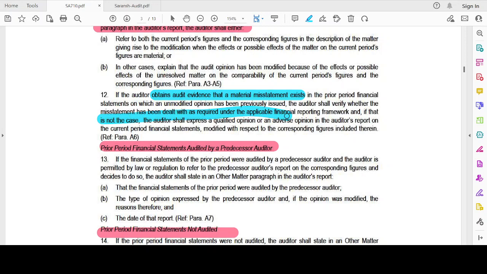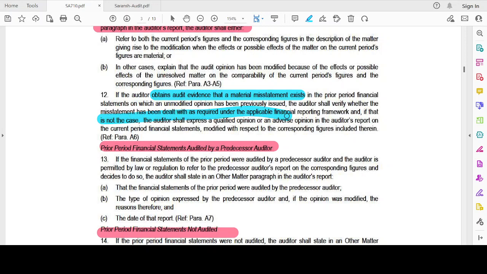Last year, without identifying the misstatement, I or some other auditor had given an unmodified opinion. So current year I have got to know about the matter and I have inquired into it, and that is still unresolved. So I'm going to issue a modified report.